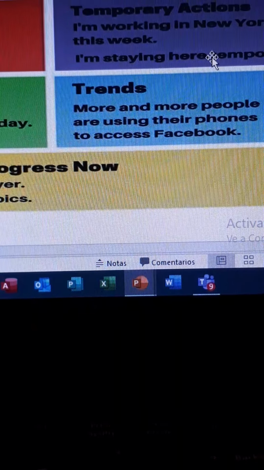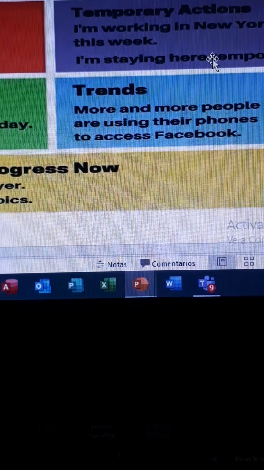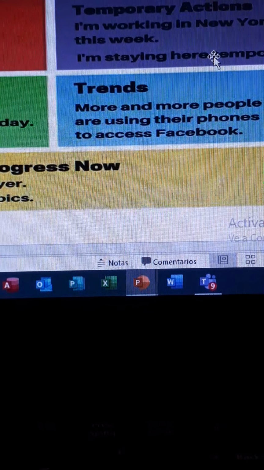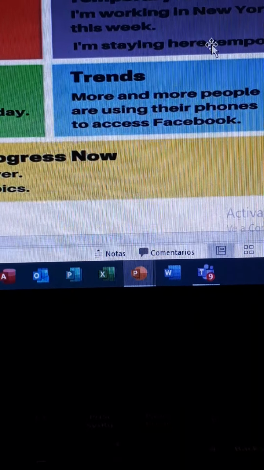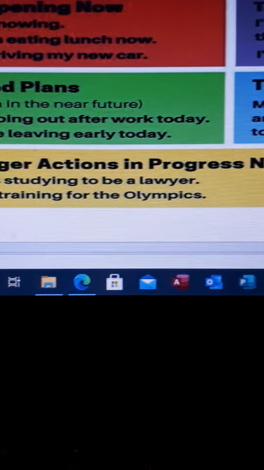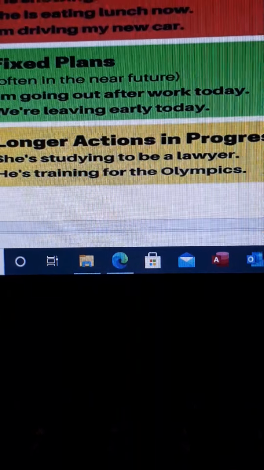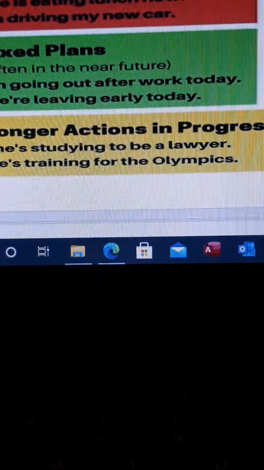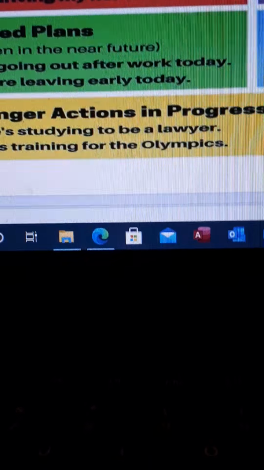Also for trends, for something that is trending. For example, more and more people are using their phones to access Facebook, or I am using Instagram, because my friends are beginning to use Instagram, something that is trending. For longer actions in progress now, she's starting to be a lawyer. He's training for the Olympics. For example, you are studying psychology, because you are now progressing in that.